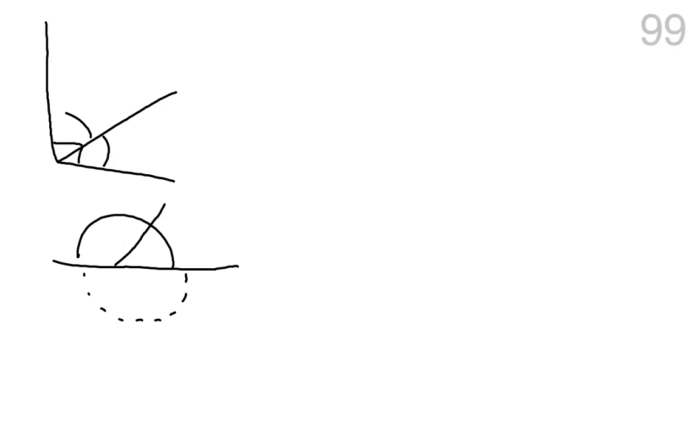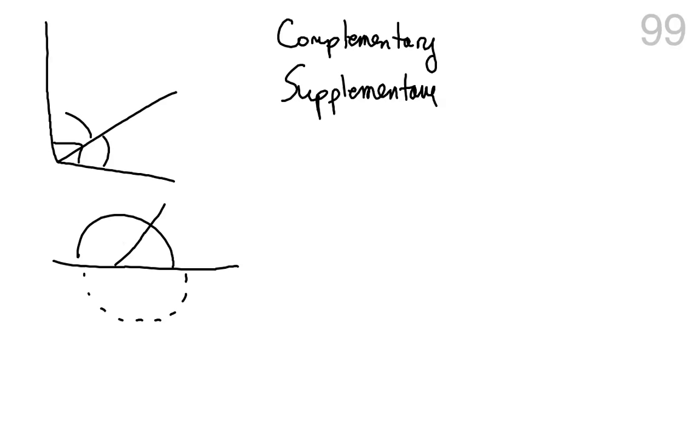So we have special names for this. The names are complementary and supplementary. Complementary means two angles that add up to 90 degrees. Supplementary means two angles that add up to what? 180 degrees.